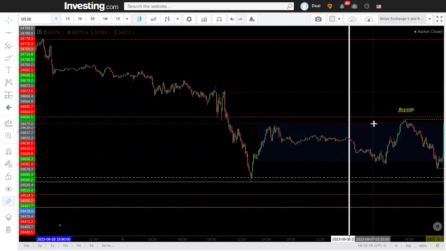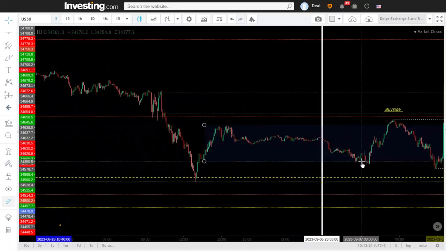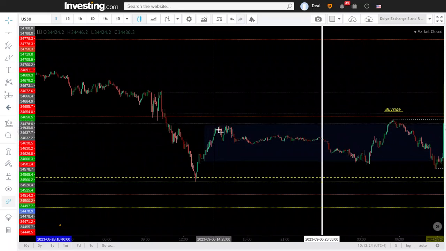So the London high and the London low kind of match the recent high and the low here. This is the 1:30 to 4 p.m. previous day range.